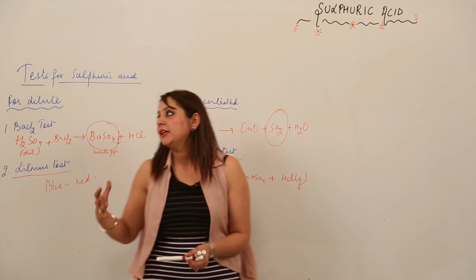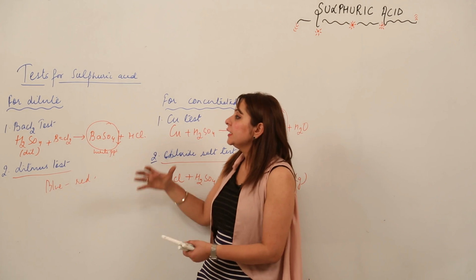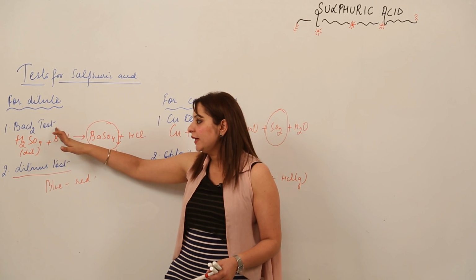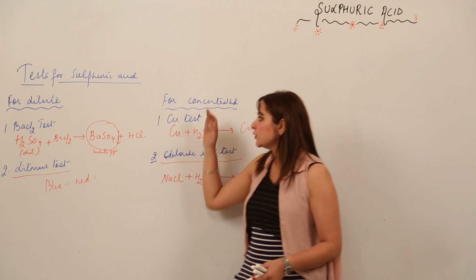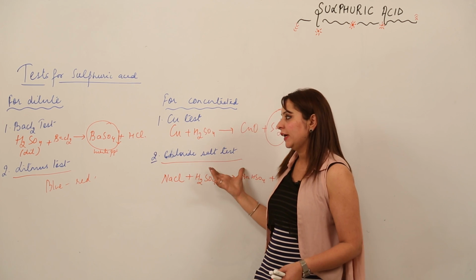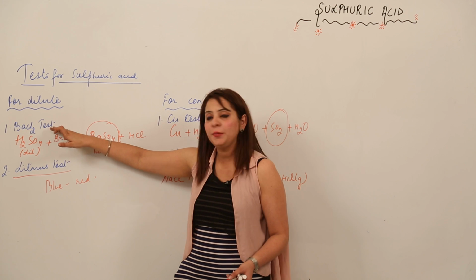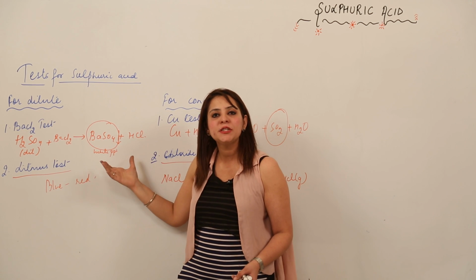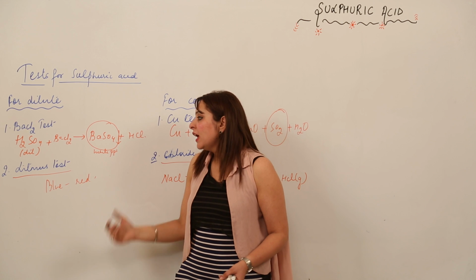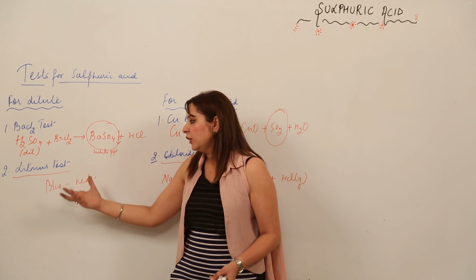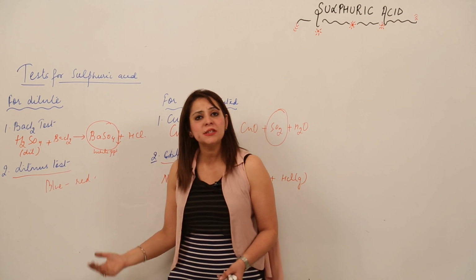So these are the tests by which you can identify dilute sulfuric acid and the concentrated one. Dilute by the barium chloride test and the litmus test, concentrated by the copper test and the chloride test. What is the identification property, what do you get to see when you react with barium chloride? We are left with a white precipitate due to BaSO4. And litmus, you all know, is a general test for all acids, that it changes blue litmus red.